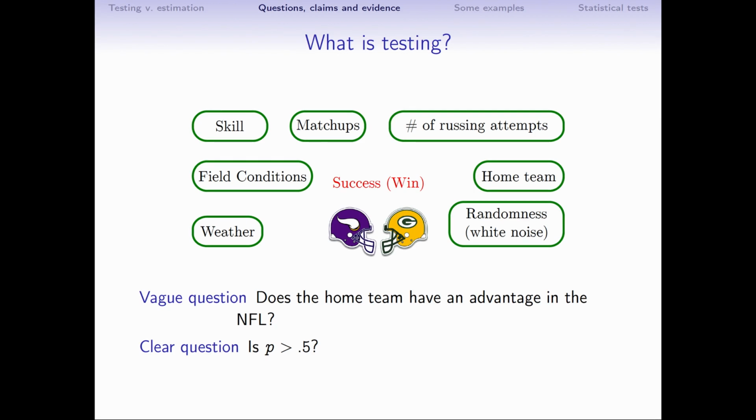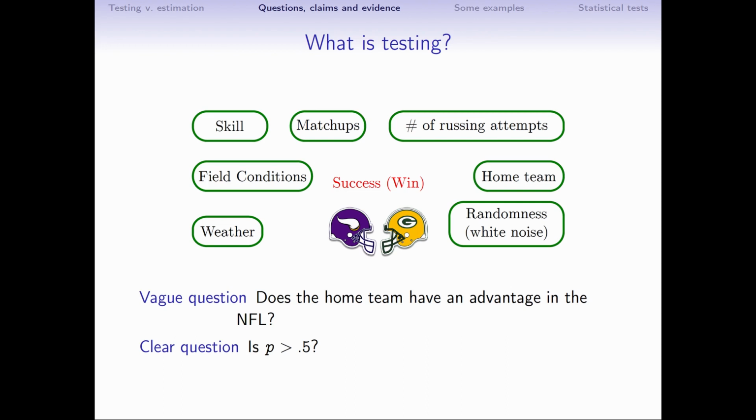Now let's consider a research question. Does the home team have an advantage in the NFL? Now we expect a yes or no for the answer, but what does this question mean? As it is, it's a bit vague and hard to quantify. We know from our experience that the home teams don't win all of their games, so what would we accept as evidence in support of the home team having an advantage? So let's sharpen this question. Let's introduce a parameter. Let P be the proportion of games won by the home teams in the NFL.